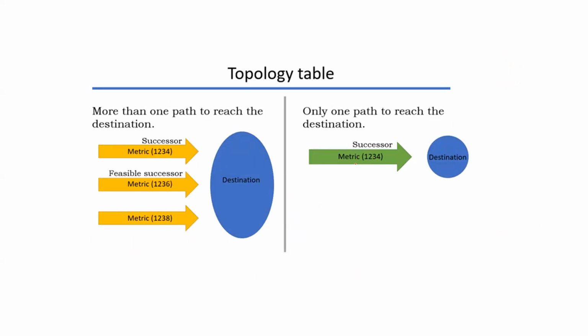Okay, successor is nothing but only one path to the destination. That is the best path. If you have only one path, that is the only successor. If you have multiple paths to reach one destination, the best one is called the successor, and the backup path is called the feasible successor. Okay, that is about EIGRP.